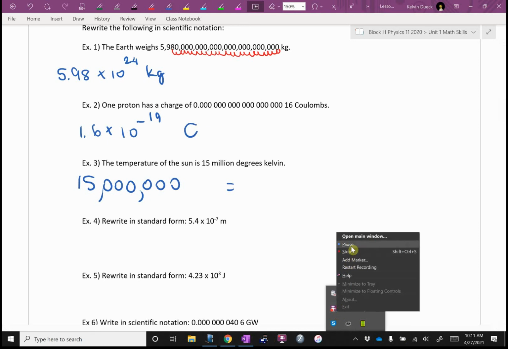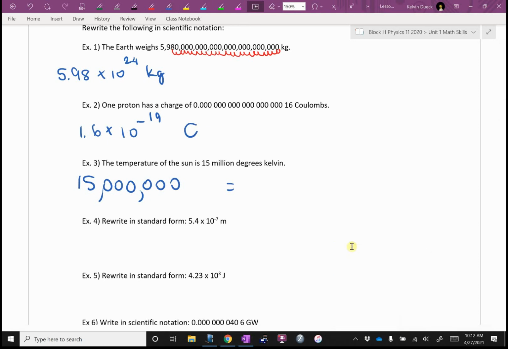So pause for a second. 1.5 times 10 to the. Yeah, so one common mistake, especially when you're introducing scientific notation to kids, is they think, oh, you just count the zeros. No, you count the decimal places. 1, 2, 3, 4, 5, 6, 7 degrees Kelvin.